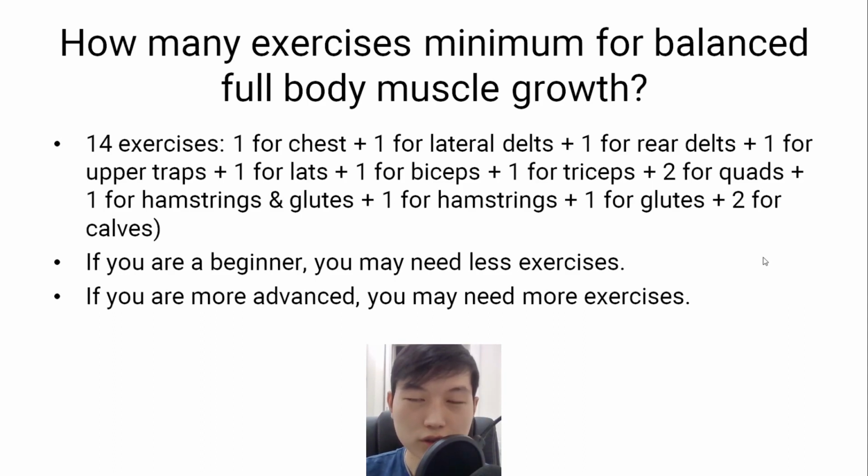If you're a beginner, you may need fewer exercises. You can keep it more to the compound exercises, and if you want, you just use one exercise per muscle group. And also, you may not need to isolate your biceps and triceps. If you are more advanced, you may need more exercises. The more advanced you are, the more volume you need, and the more volume you have, the more exercise variation you want to have. Alright, that was it.